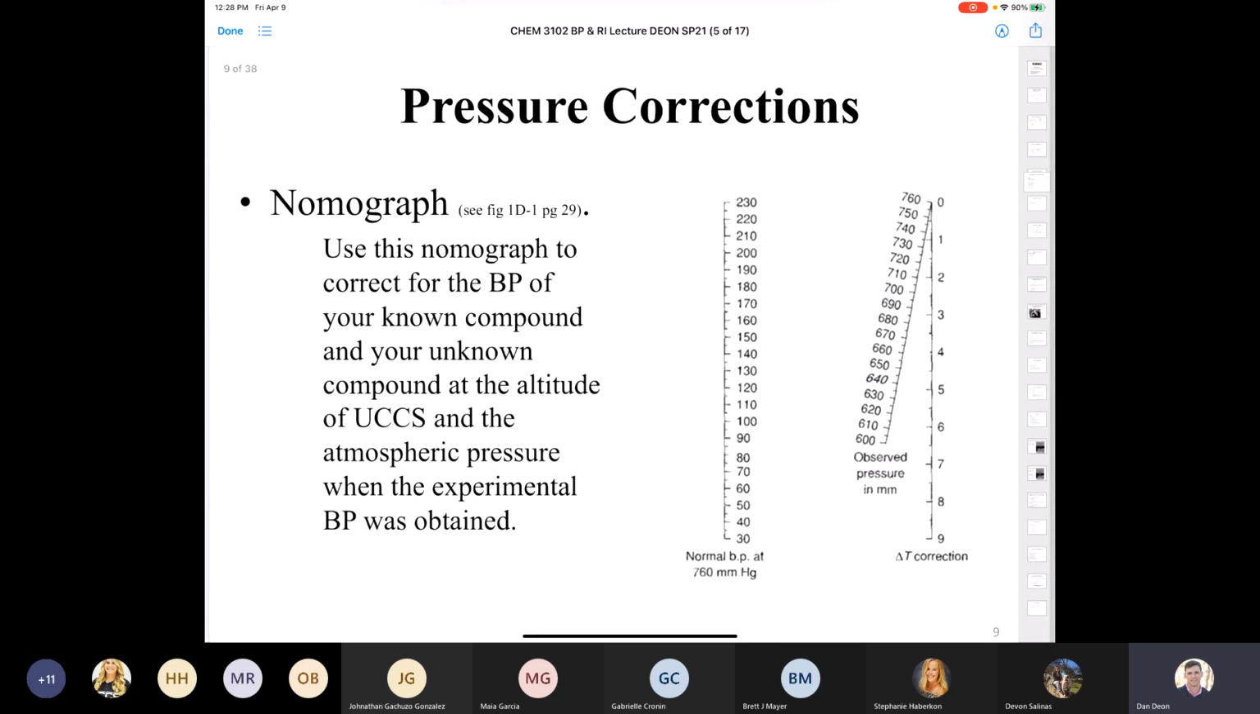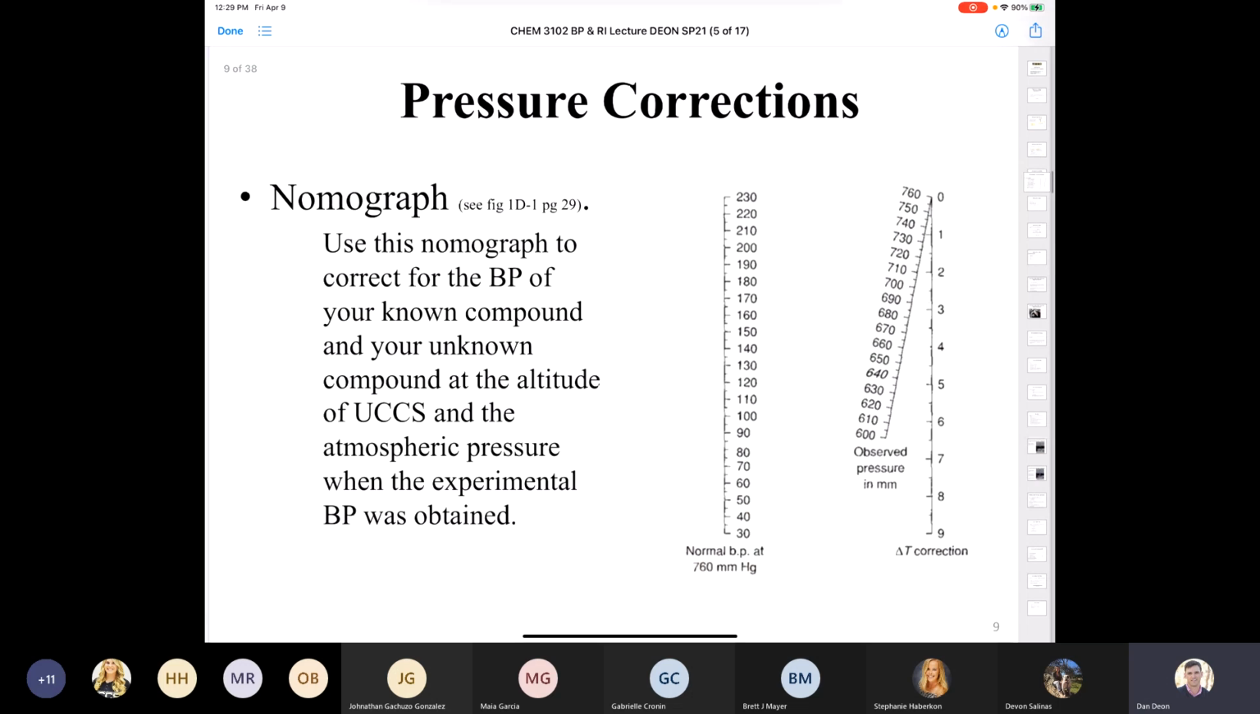So here we go. This is the nomograph that you're going to use to correct for the boiling point of your known compound and your unknown compound and the altitude at UCCS and the atmospheric pressure. If you're wondering what the atmospheric pressure is at Colorado Springs, well, atmospheric pressure can vary from day to day, and thus we will write down the atmospheric pressure on the board in millimeters of mercury. Depending on your instructor, they may choose to write the atmospheric pressure in different units, and then all you have to do is just a quick conversion if they decide to put it in atmospheres or something else. Anyhow, where was I? So that deals with pressure corrections.